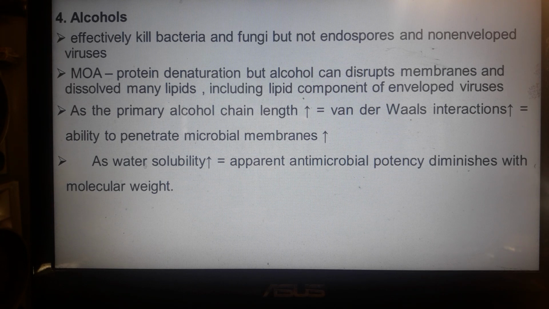Okay, as water increases, apparent antimicrobial activity diminishes with molecular weight. So you add water, so mag-lower yung concentration ng alcohol. Example, we have 50% alcohol, so 50% of that one is water, meaning it is not already concentrated, so there is a tendency na yung potency ng alcohol will be affected because of the presence of water, so that is already diluted.